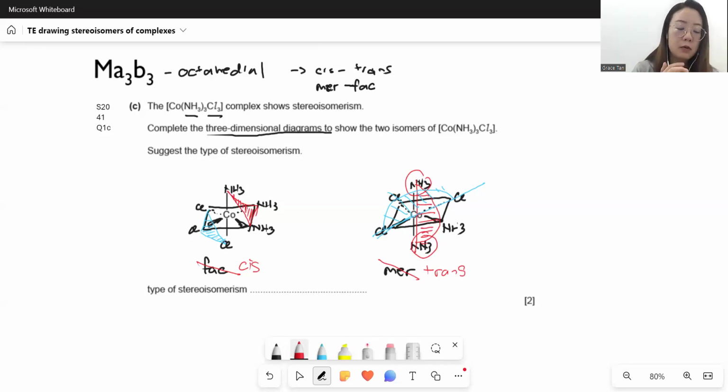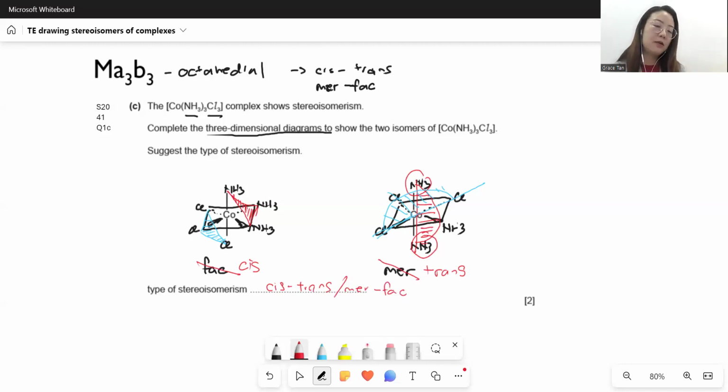So what is the type of stereoisomerism? You answer cis-trans according to the partial marking scheme. Okay, cis-trans. Now, if you want, you can also answer mer-fac. Okay, you can do that. Yeah, you can do that actually. All right, because that's the true name. You want, you can answer mer-fac, but you won't see the mer-fac in your marking scheme because it's not in your syllabus.